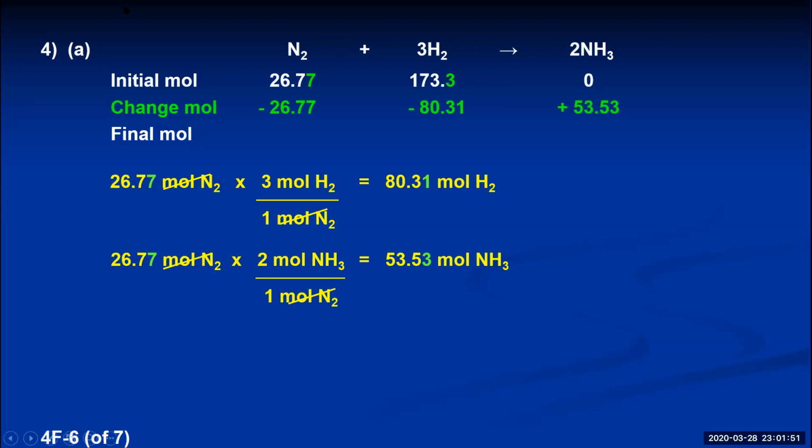The important concept: the ratios in the change line have to be 1:3 to 2, and 26 to 80 to 53 is 1:3 to 2. If we just subtract each of the columns or add them, whichever it is, we'll wind up having no moles of nitrogen left at the end of the reaction. We'll have 92.99 moles of hydrogen, and we'll have formed 53.53 moles of ammonia. And it's the moles of ammonia that's going to allow us to calculate the answer.